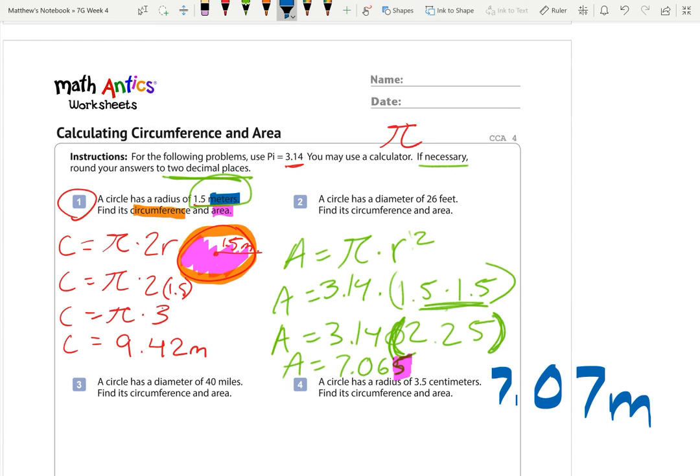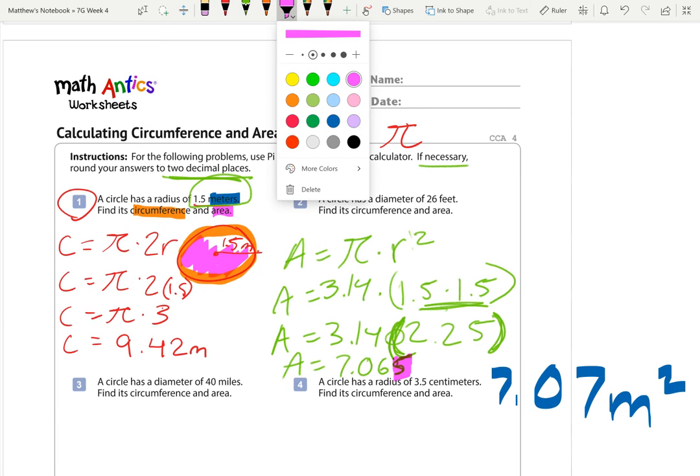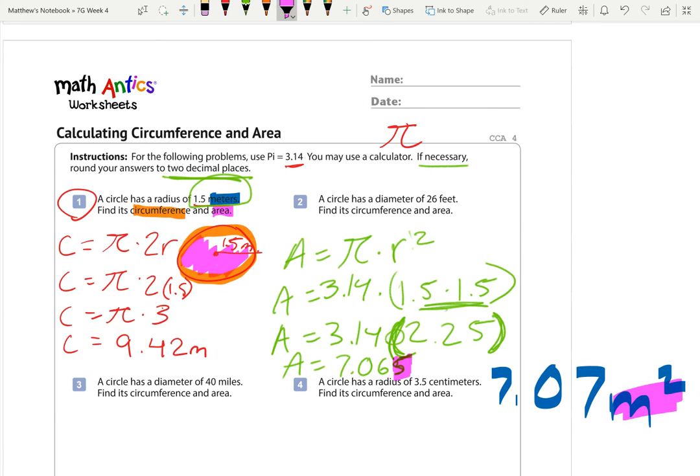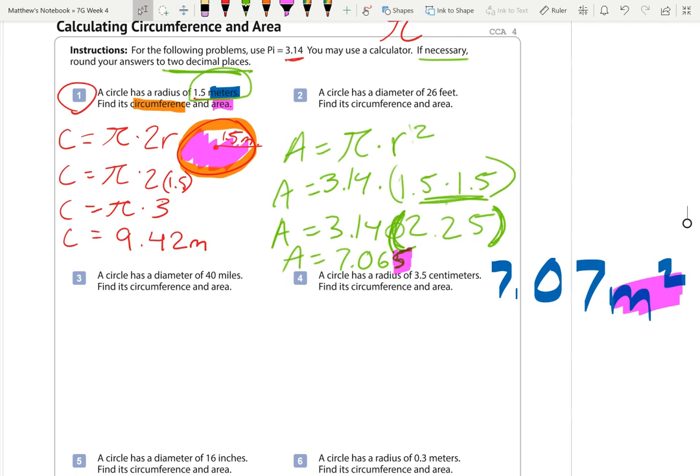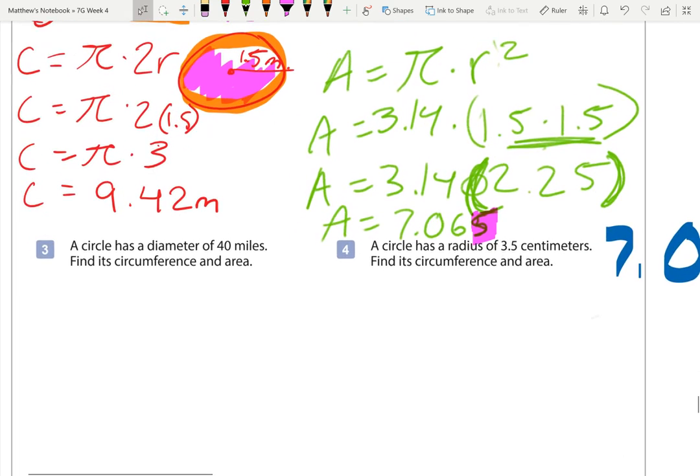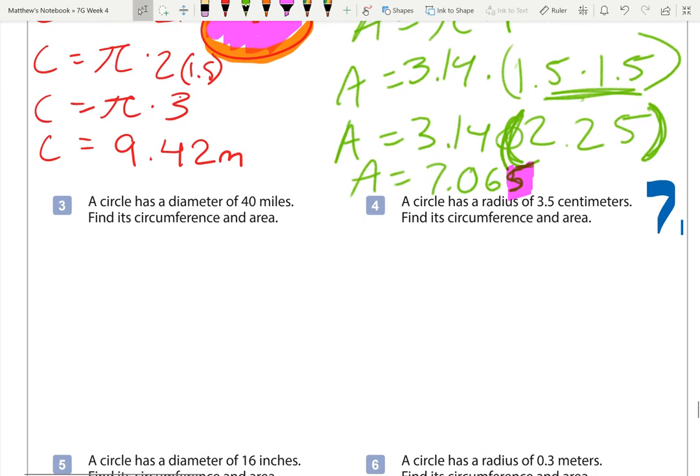And then since we're talking about area, meters squared. So that's going to be my area compared to my circumference. All right, I know this looks a little big and not very clean, so we'll do one more problem together so you can see how it should look on your paper.